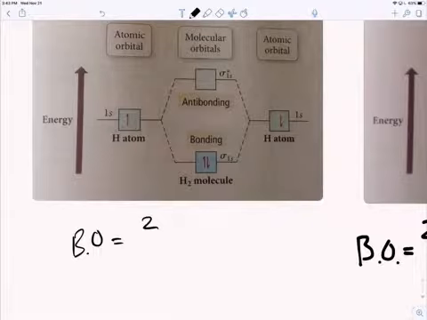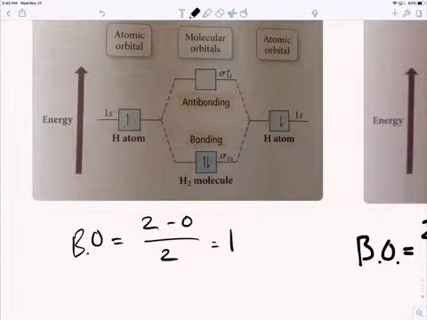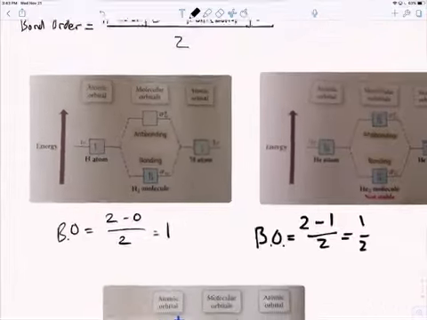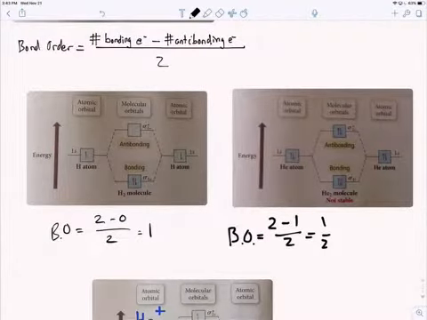So then this lower energy level right here, 2 electrons go into it. So 1 electron, 2 electrons into this lower energy level. And this sigma, that's a bonding orbital. So the bond order is 2 bonding minus 0 anti-bonding, divided by 2. This is a bond order of 1. So now we've predicted that hydrogen is going to have a single bond. And of course, hydrogen has a single bond. We already know that.